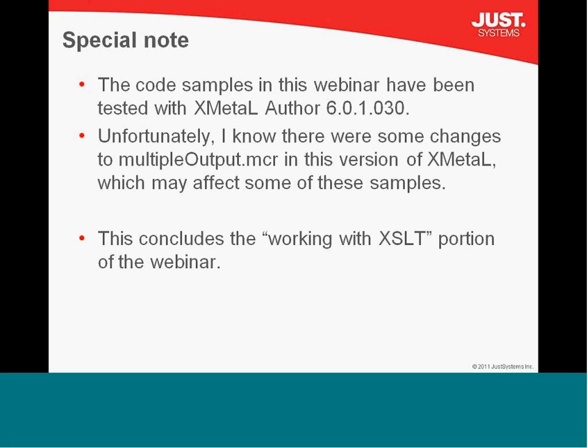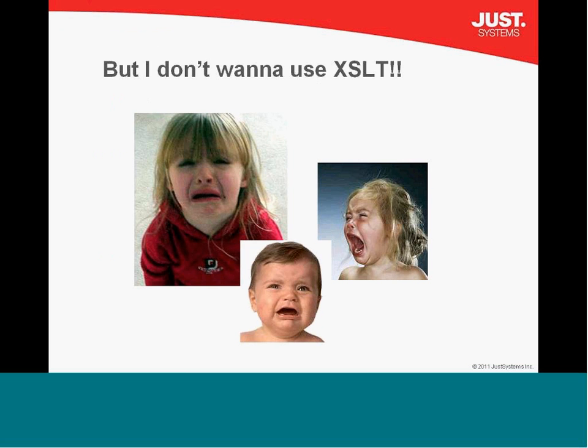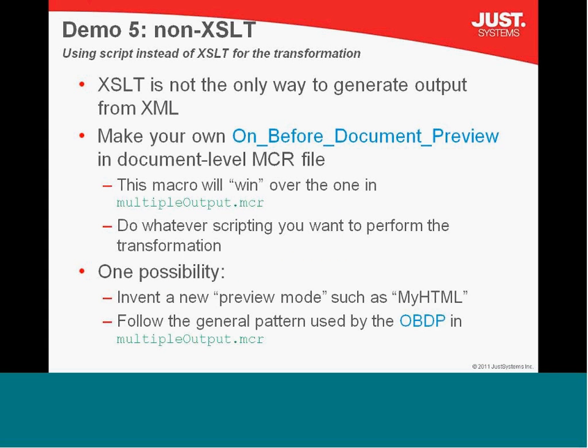Okay, so that concludes the part of the webinar where we talk about customizing your page preview with XSLT. But of course, XSLT is not the only way that you can generate output with XML to produce different forms of output. It's just the way that XMetaL uses as its default, and we have this framework built around it in the multiple output.mcr. But it's possible that some people don't want to use XSLT. So we're going to talk now about how to do things differently.